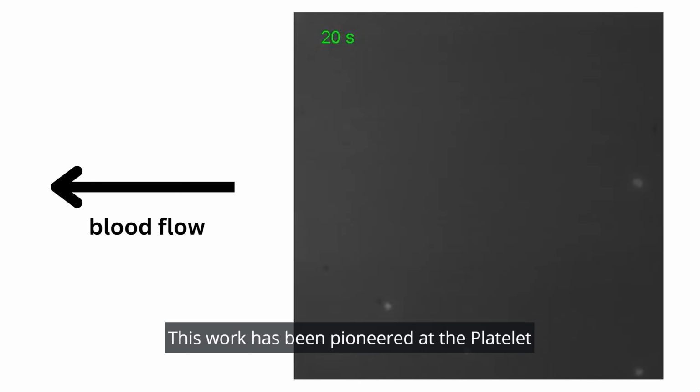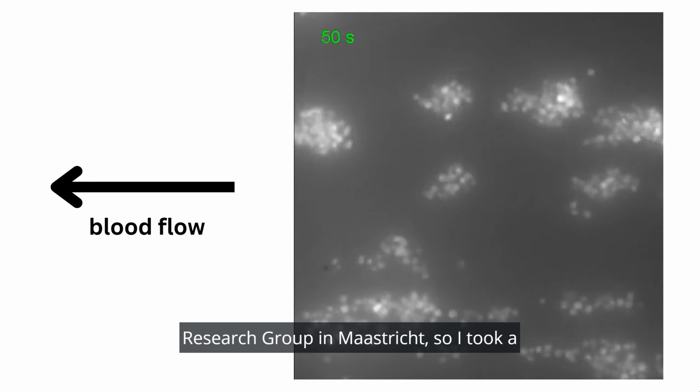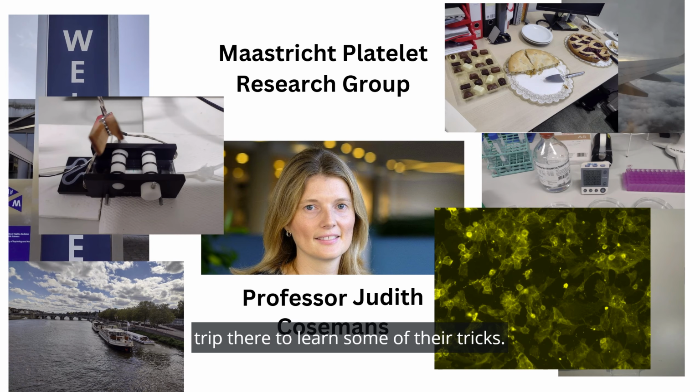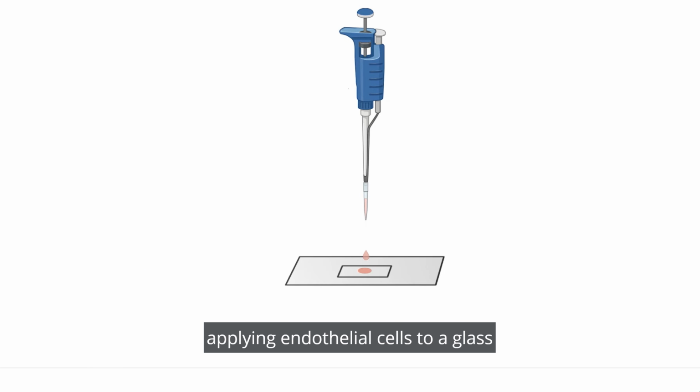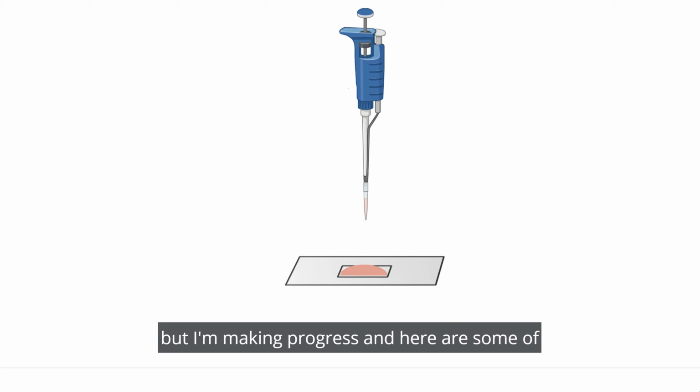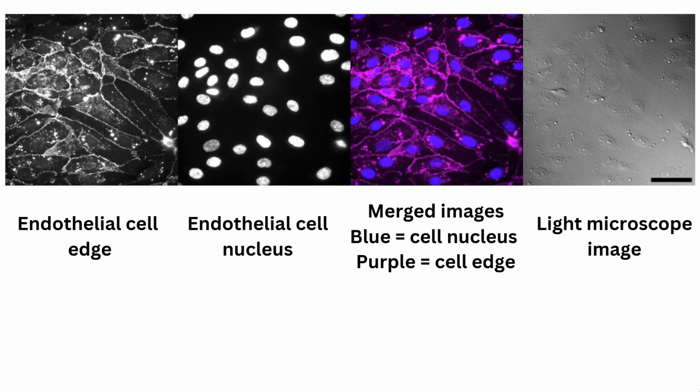This work has been pioneered at the Platelet Research Group in Maastricht, so I took a trip there to learn some of their tricks. I have since developed a novel method of applying endothelial cells to a glass cover slip by pipetting a bubble of cells and allowing surface tension to hold the cells in place. It took me a while to get this right, and I produced some very unhappy endothelial cells along the way, but I'm making progress, and here are some of the pretty images I've created.